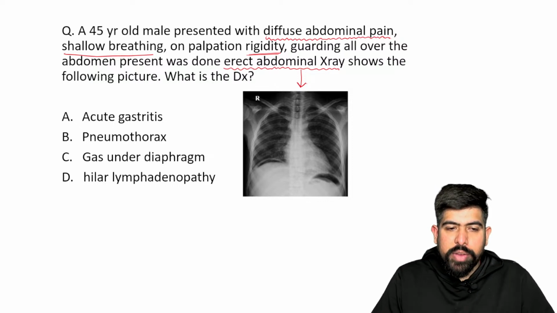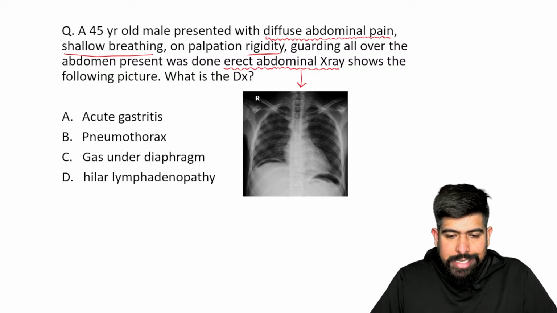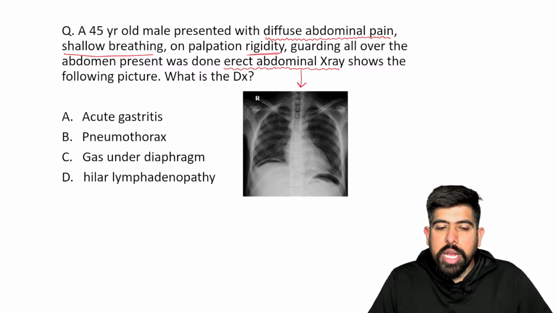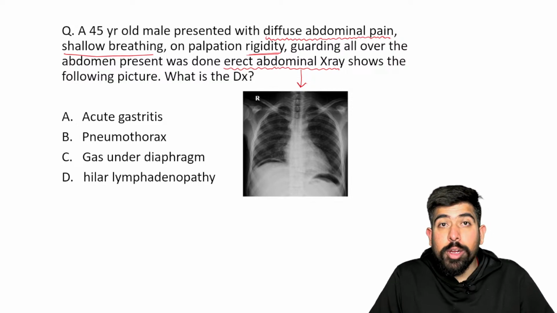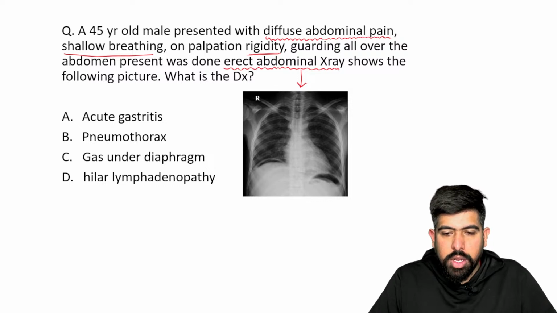You can see here the 45-year-old male with diffuse abdominal pain, and an abdominal erect X-ray was done. So in the X-ray, what are we going to find here? Can you see something related to this? Shallow breathing is also mentioned in the options, so the examiner wants to divert you towards some lung pathology, right? But as you can see on your X-ray, the lungs are totally clear. There is no issue seen in the lungs.